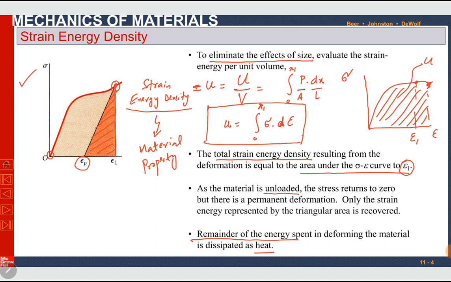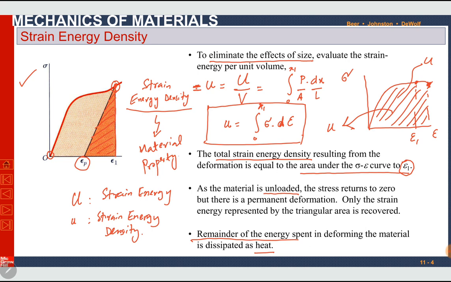and it is equal to the area under the stress strain curve. Stress and strain are material properties, so the area under the stress strain curve is also a material property. So remember, we will use two types of U's in this chapter, a capital U and a small U. The capital U is strain energy, and small u is strain energy density.